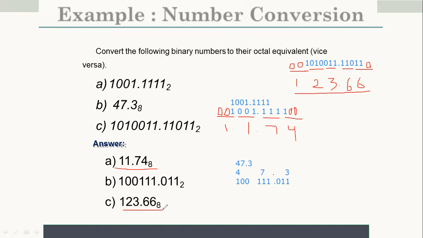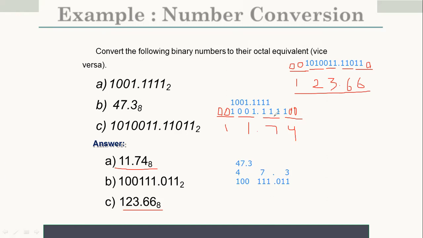Do you understand how to convert binary to octal and octal to binary? Grouping 3 digits in binary is equal to 1 digit in octal. That is to be remembered. So this is the conversion from octal to binary and binary to octal.